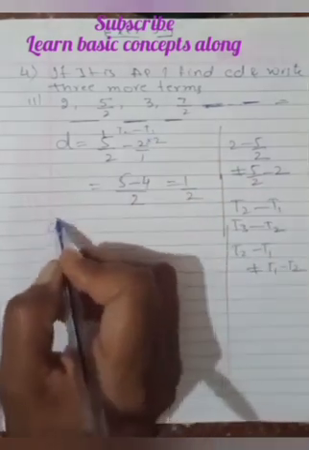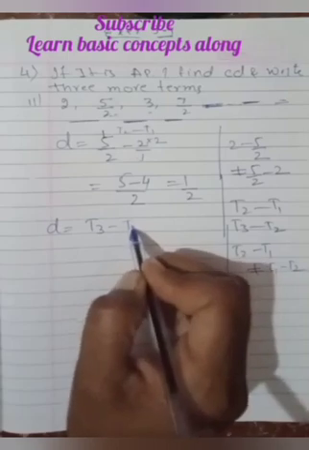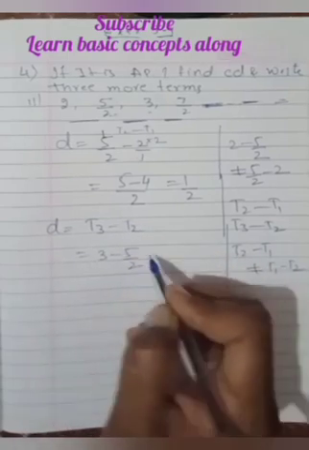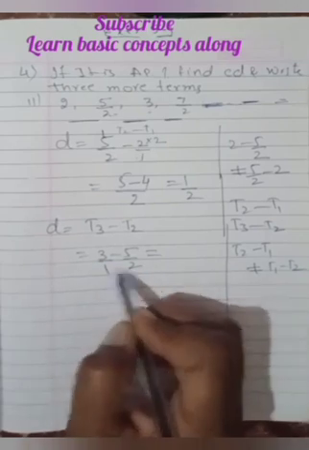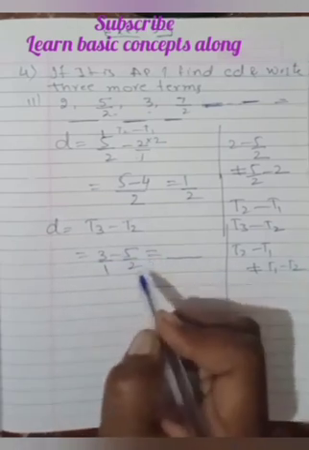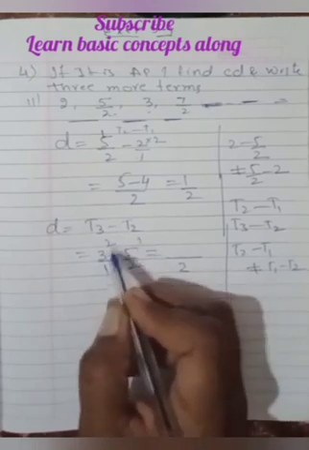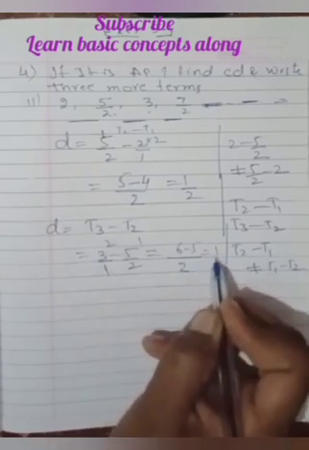Next we go with, once again, the common difference. We will find the difference between T3, the third term, and the second term. 3 minus 5 by 2. Look at this one. For our convenience, you are writing 1 here. It doesn't make any difference. LCM of 1 and 2 is 2. 1 2s are 2, 3 2s are 6, minus 5, which is also 1 by 2.